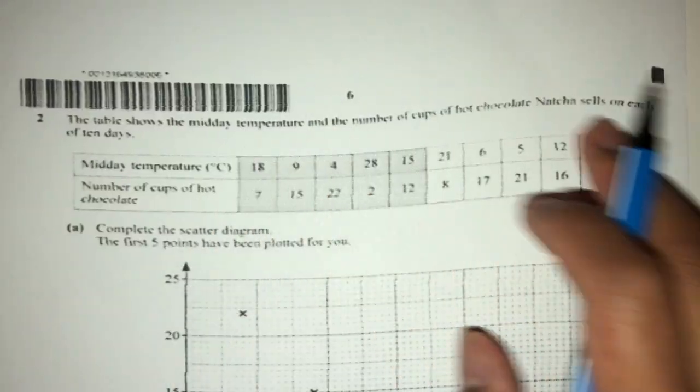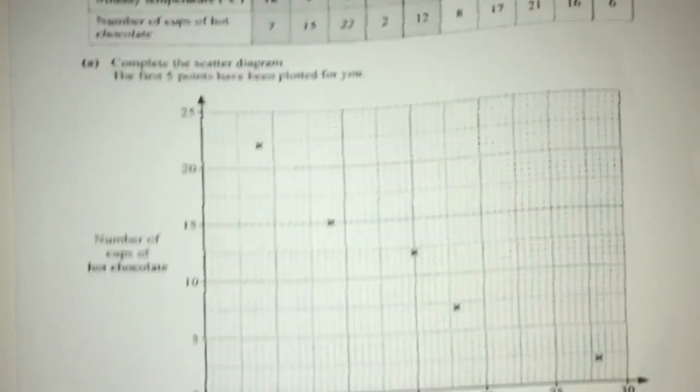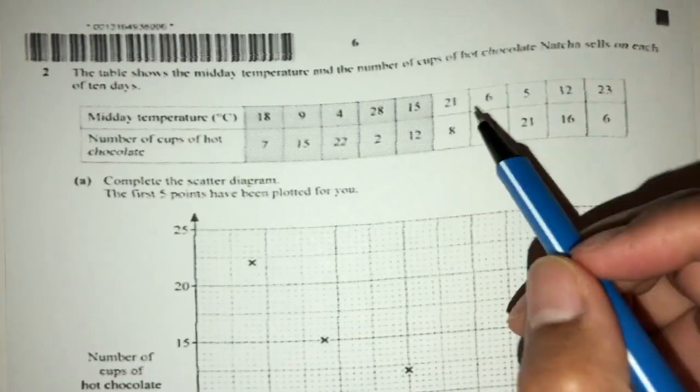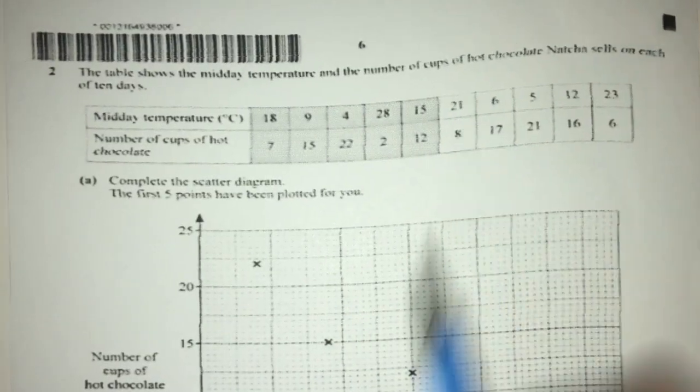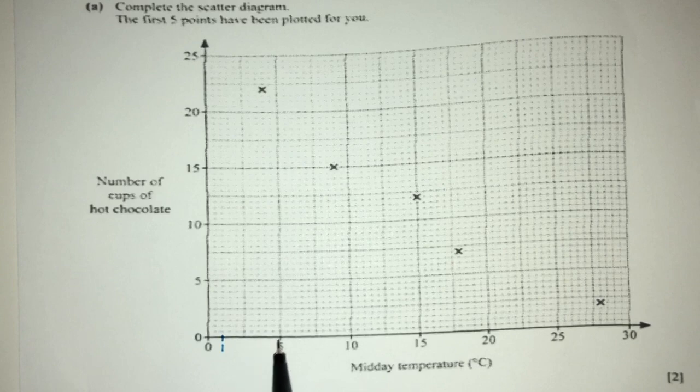We have to plot the rest, right? So part 1 is to complete the diagram. The first point here is 21.8. So 21 is the value here. On this axis, each square is 1, so counting 2, 3, 4, 5, 21 will be right here.